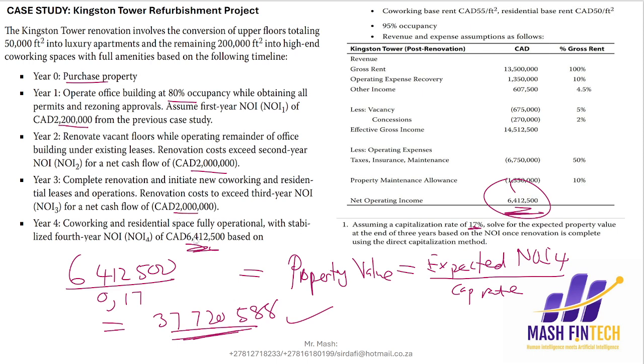And then in the final year, you have this expected fourth year net operating income to be 6,412,500. So these are the cash flows that we have. We are going to put this into a timeline. Just take note that year 0 is the purchase of property, and then year 1, 2.2 million, which is positive, negative in the second year, and also negative in the third year. And this is what we use to determine the terminal value.